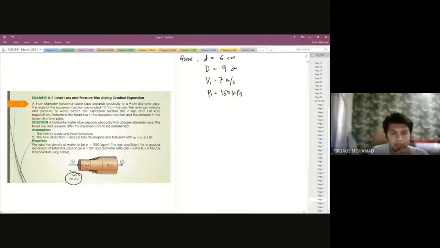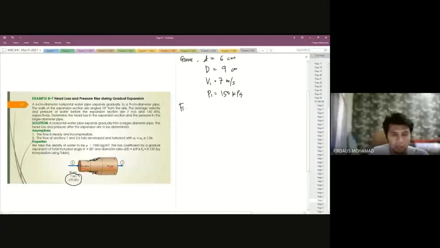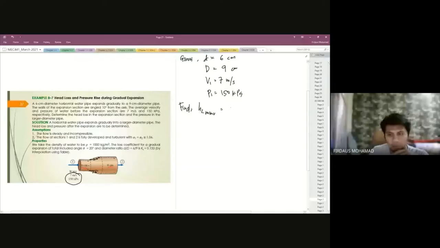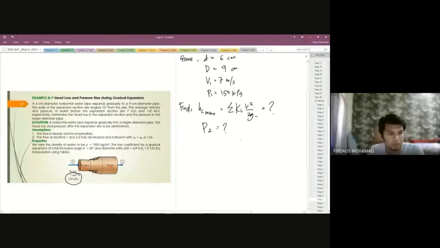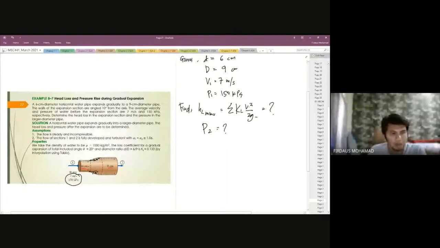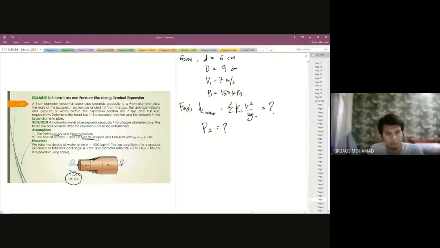Determine the head loss in the expansion. In the expansion, the head loss is the minor head loss, which is KL V squared over 2g, and the pressure in the larger diameter, P2. This is the question to be solved. For the solution, first we must come up with the assumptions: this is steady, incompressible and fully developed, and these three are very important for our analysis. And turbulent, with alpha given as 1.006, so we need to consider the alpha.